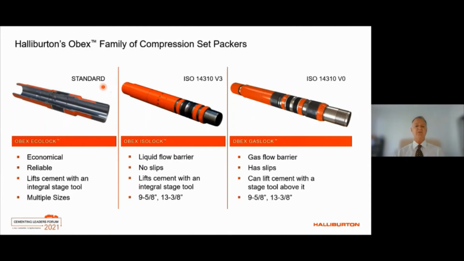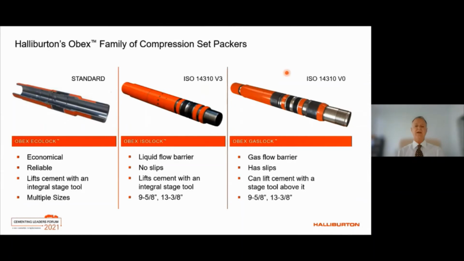The first of these is the standard OBEX EcoLock, providing economical, reliable performance. The second is the OBEX ISOLock, providing operators with a V3 rated liquid barrier for flow insurance. The OBEX ISOLock will be available initially in 13 3/8 and 9 5/8 sizes. They will have packer element pressure ratings of 4,000 and 6,000 psi respectively.